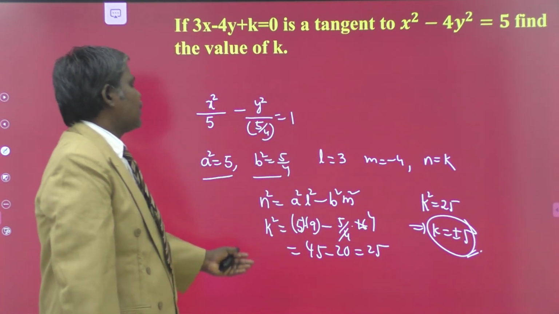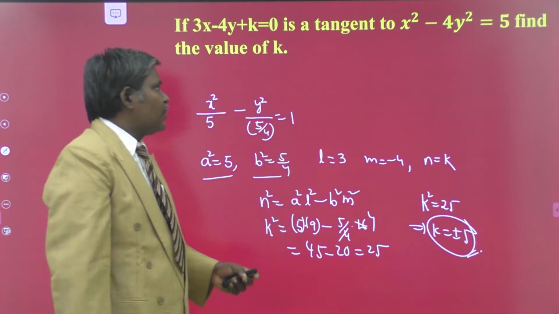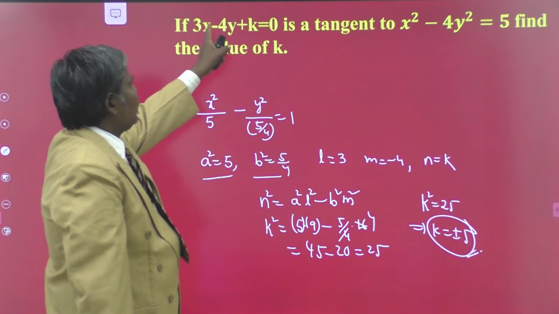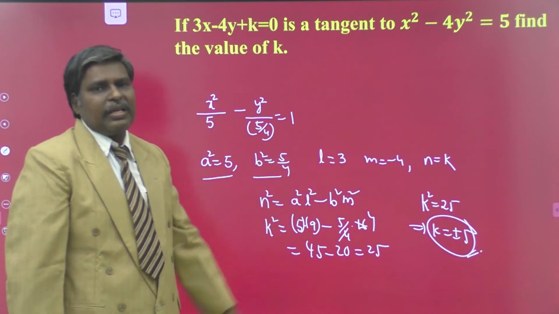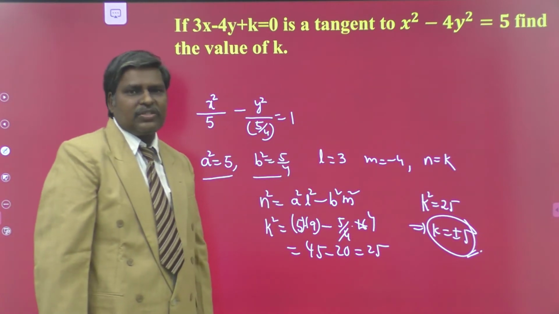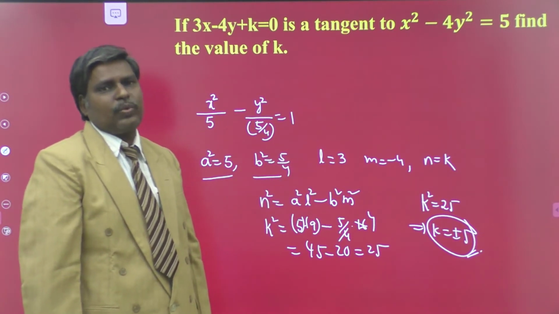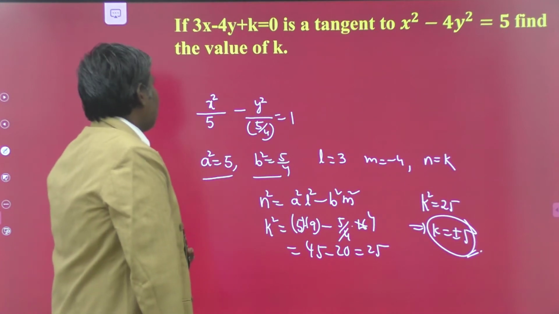In this manner we can easily find the value of k. Otherwise, you can write that line in the form y = mx + c. We can apply the condition that c² = a²m² − b². Understand? Next one.